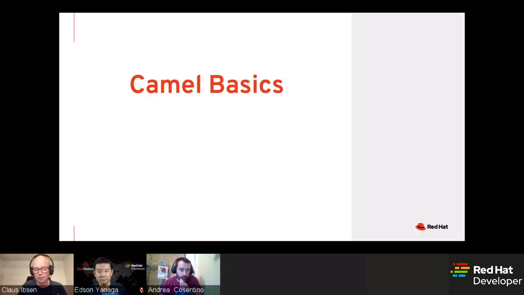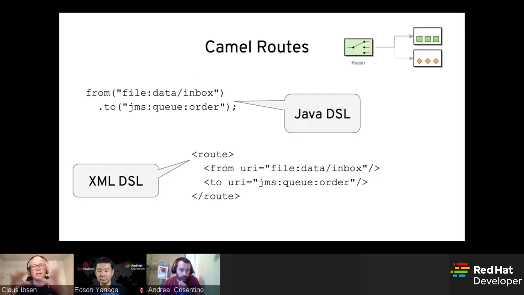Okay, so just a few Camel basics. As said, you use Camel routes to define how systems are integrated, where you take some data from one system and you send it to another system. So these are the basic ones, just straight from one system to another system, so from file to JMS. And this is the same in Camel. You can code in Java at the top or XML at the bottom. At runtime, it becomes the same model inside Camel.